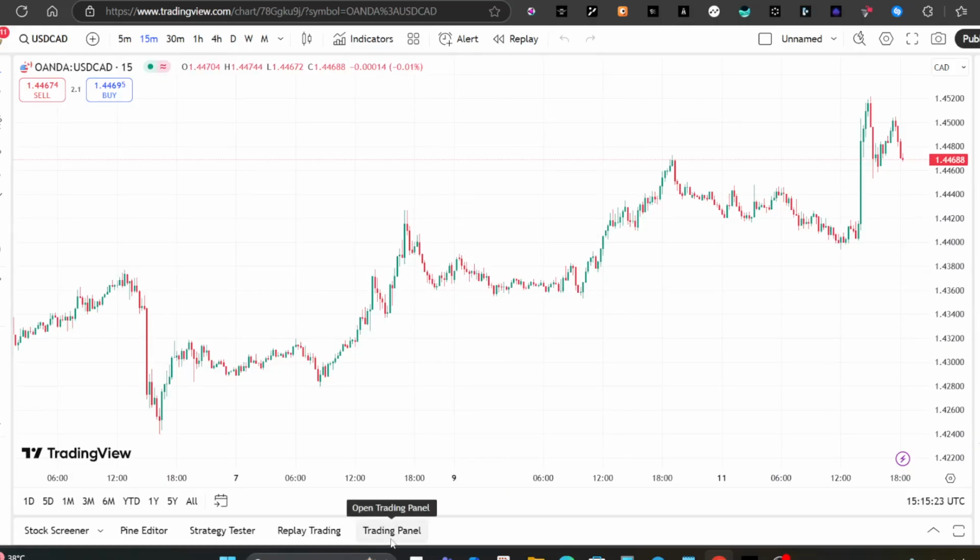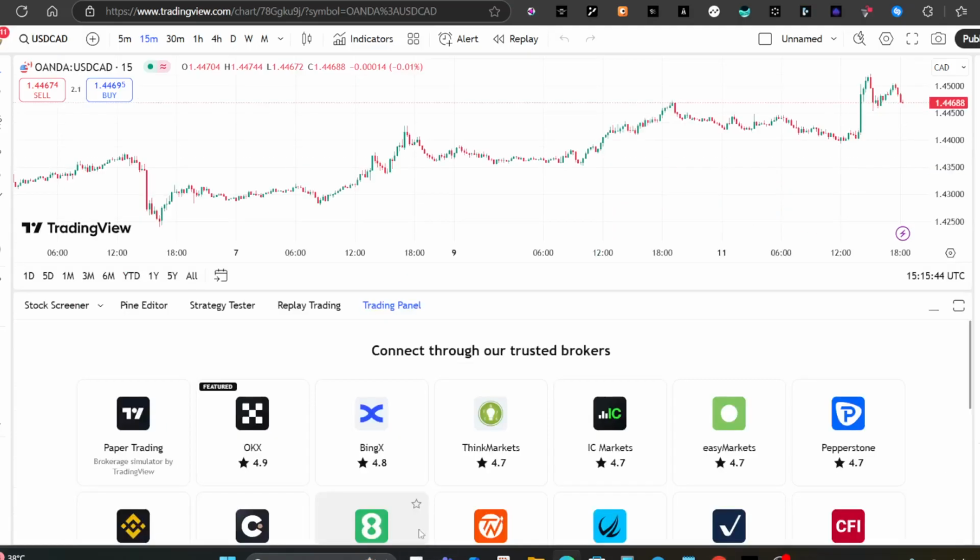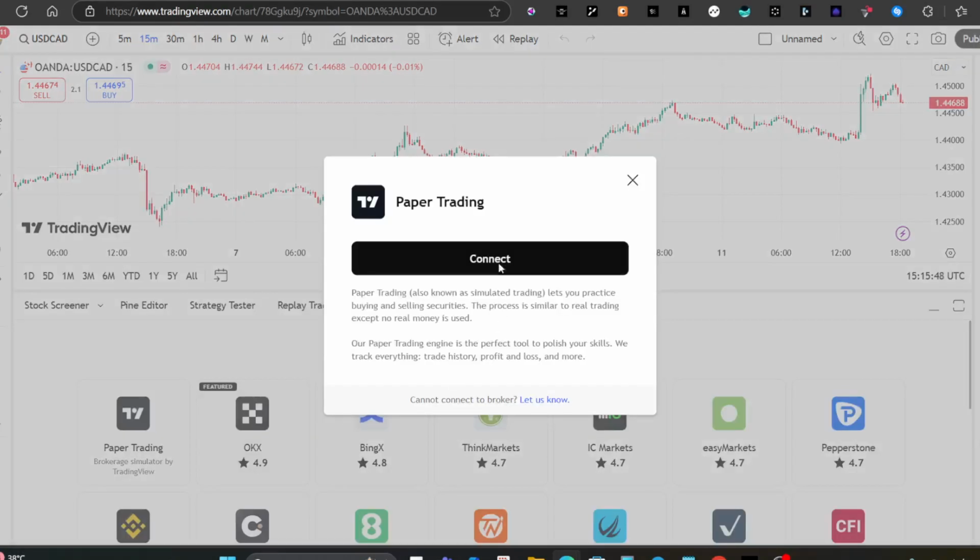You open TradingView and go to the assets you're trading. This is the USD currency pair. You can choose whatever currency pair that you wish. Make sure that you are logged into your broker if you want to place live trades. Then let's go to trading panel. Let's just use paper trading for the purpose of this video.